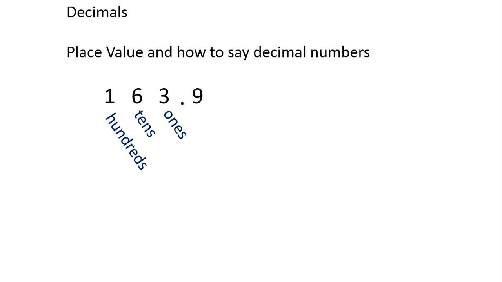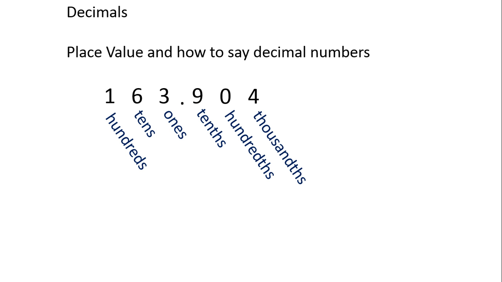Now, if we have this number, we would say 163 and 9 tenths. The 9 tenths is a fractional part of a whole. It's 9 tenths of a whole. This number would be 163 and 90 hundredths. This would be 163 and 904 thousandths.